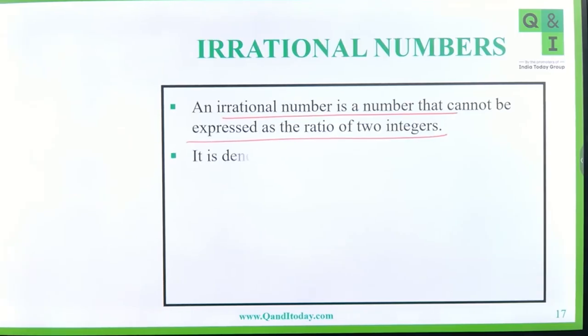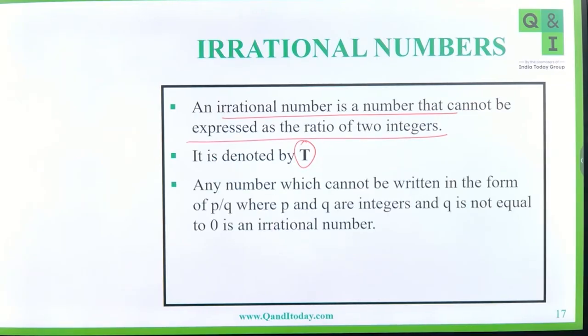It is denoted by capital Q complement. Most of the places you will not find this notation, so you should always know that an irrational number is represented by this symbol, right? Any number which cannot be written in the form p by q, where p and q are integers and q is not equal to 0, is an irrational number. Clear?